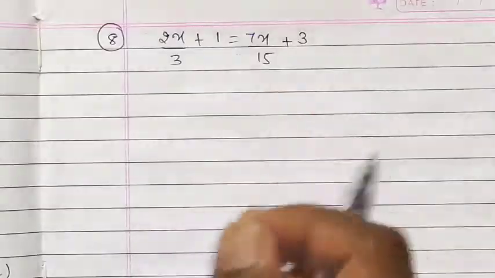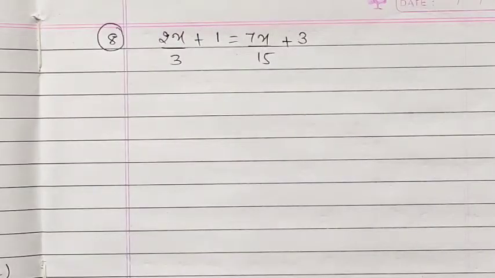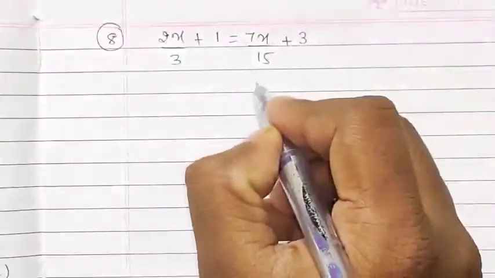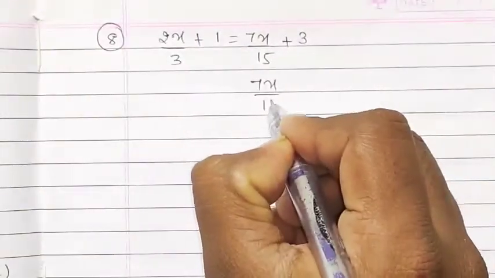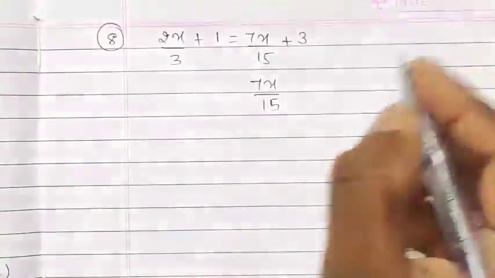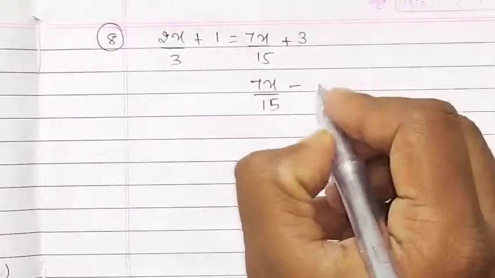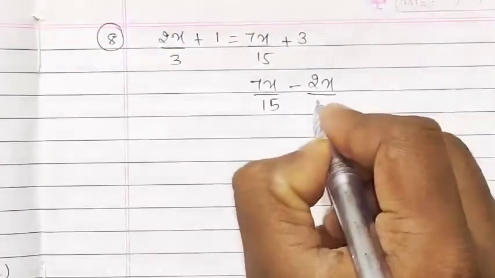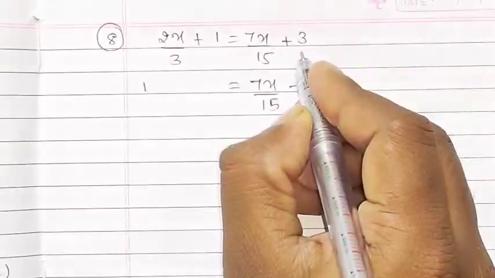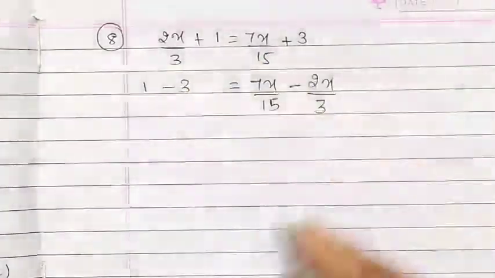2x plus 1 is equal to 7x divided by 15 plus 3. First I will make variables one side, then constant one side. 7x upon 15 as it is, 7x upon 15. Bigger number I taken here only. Small number 2x plus 3 I will shift to the right side part. It will become minus 2x upon 3 is equal to, here 1 as it is 1 only, plus 3 I will shift to left side. It will become minus 3.